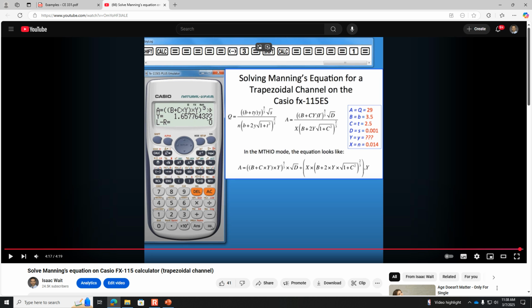And so the nice thing about having it in a solver is that you could constantly tinker around with the values. So let's say that you knew you didn't want the water depth to be more than 1.5. So you could say, okay, well, y equals 1.5. Now solve for B. Like how wide would the channel have to be to limit the depth to 1.5 meters?